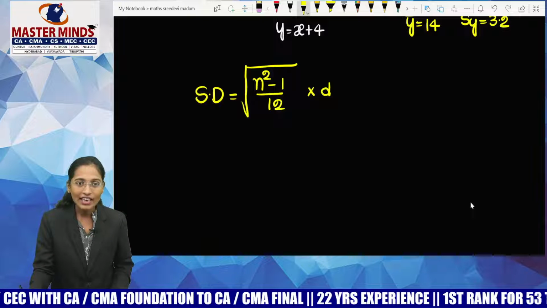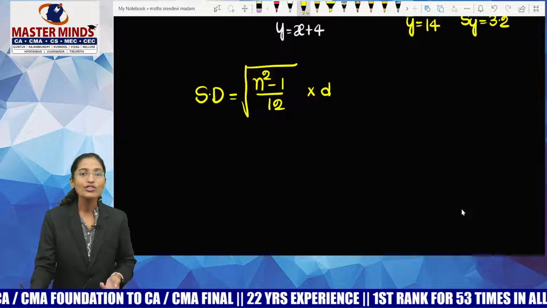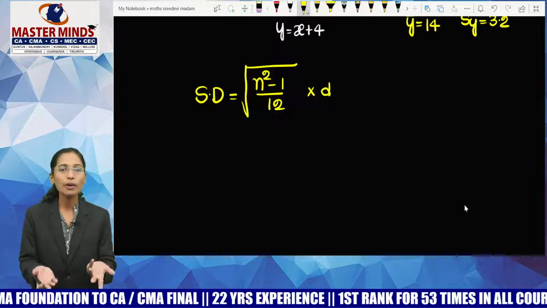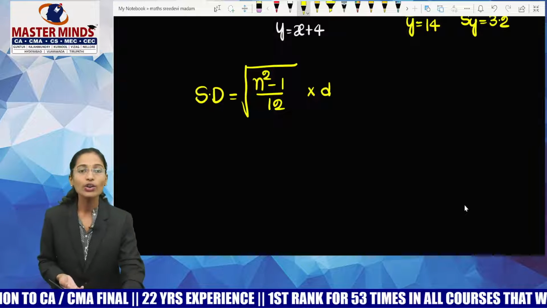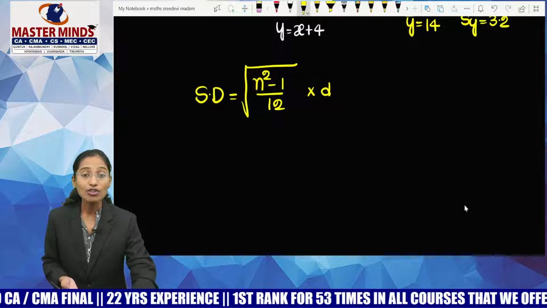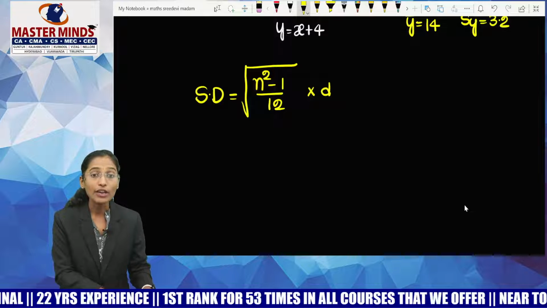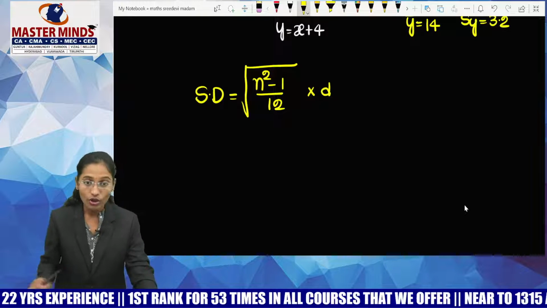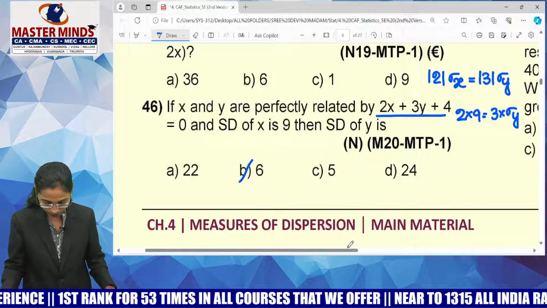Now tell me, what is the standard deviation of the first n natural numbers? The common difference is 1, no. So you can write square root of (n square minus 1) by 12. And the variance is just (n square minus 1) by 12. That's how you can solve the MCQs whenever the given set of observations are in AP. Now let's have a look at the next MCQ, which is MCQ number 54.